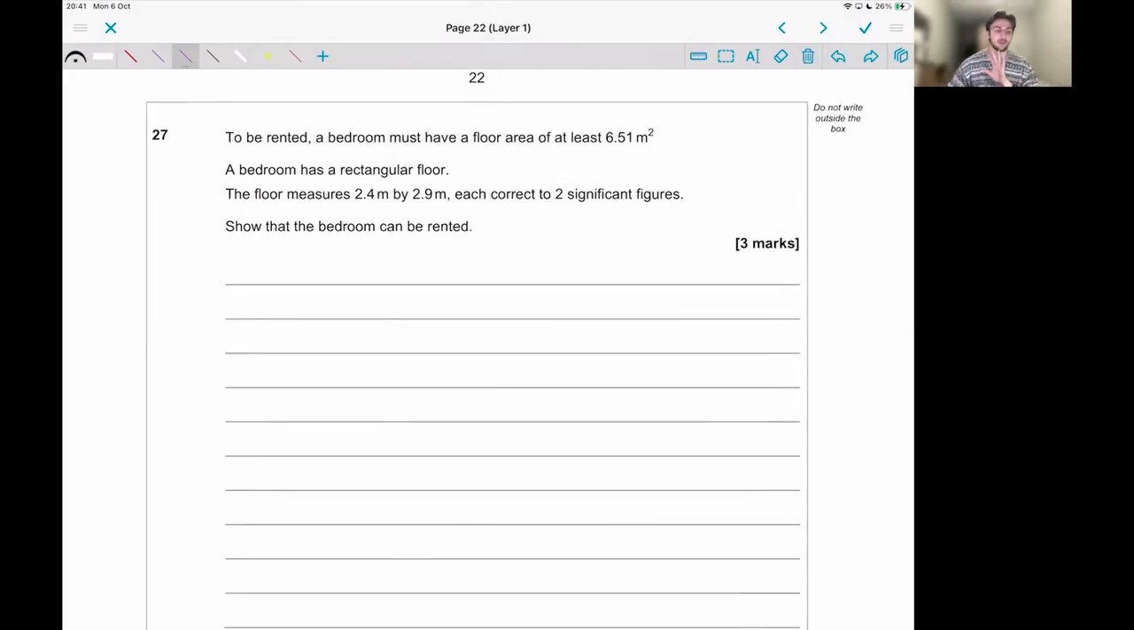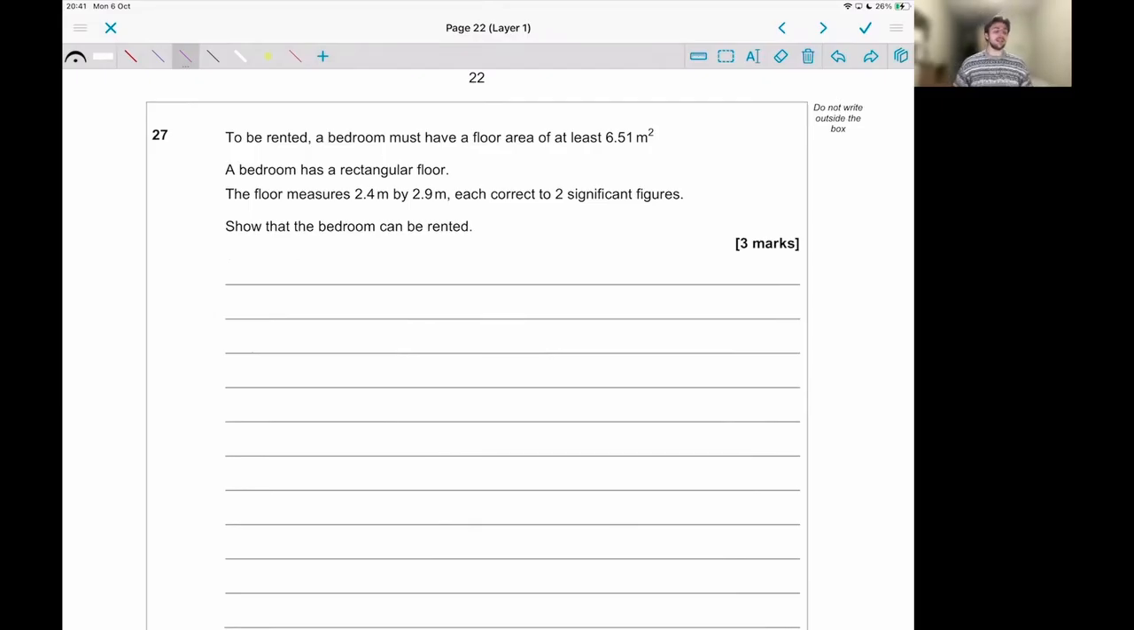Okay, not many more, 3 more. 27. To be rented, a bedroom must have a floor area of at least 6.51 meters squared. It's not very big. It's 2 by 3, basically. A bedroom has a rectangular floor. The floor measures 2.4 by 2.9 meters, each correct to 2 significant figures. Show that the bedroom can be rented.